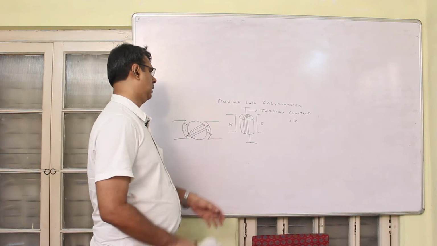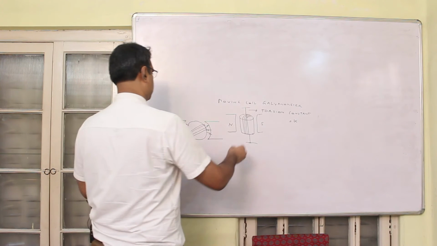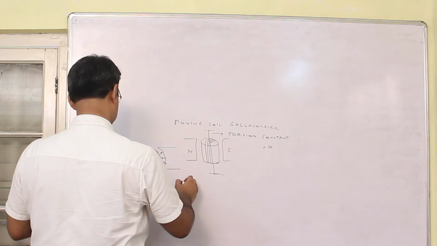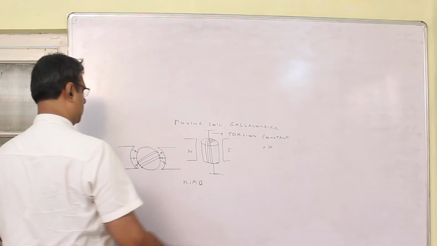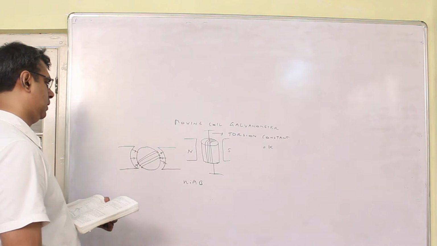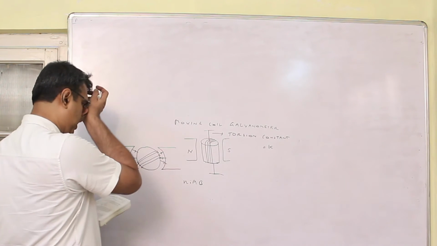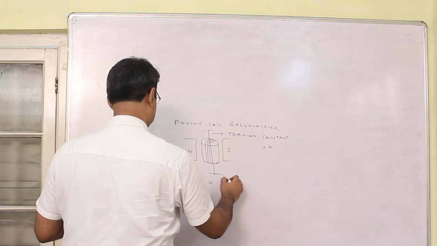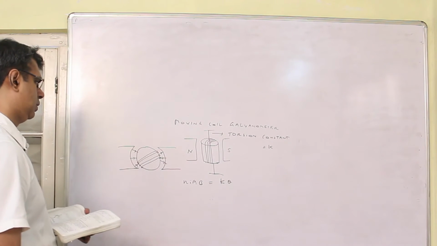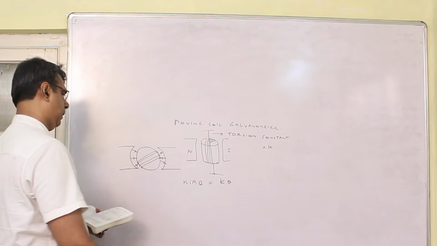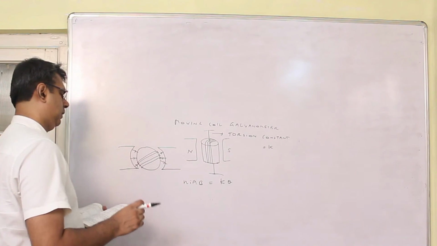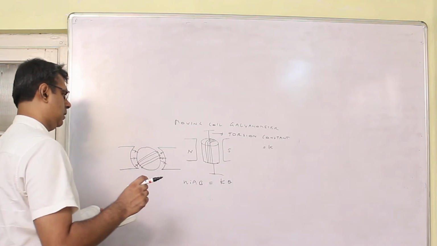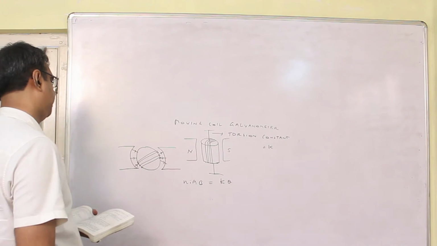There is a deflection, because we know that when you suspend a coil in a magnetic field and current passes through the coil, there is a torque. The torque is given by number of turns into current into area of cross section into B. Ultimately, when the torque balances with the restoring force, which is torsion constant into theta, the deflection stays. So when NIAB becomes equal to K theta, that is a steady deflection.